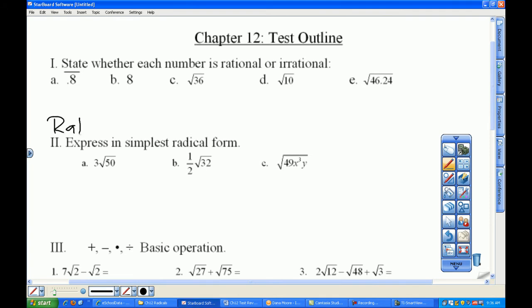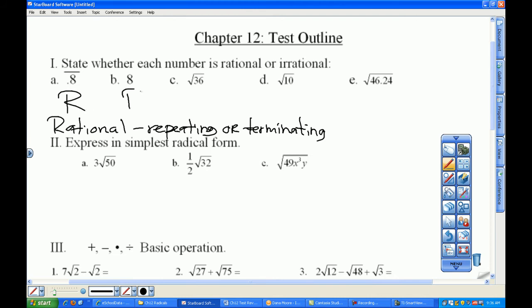Rational numbers, they are your repeating decimals or they terminate. So we're talking either a terminating decimal or a number that doesn't even have a decimal at all. 0.8 repeating, because it repeats, it is a rational number. 8 terminates, it is rational. The square root of 36 is 6, so it is rational.